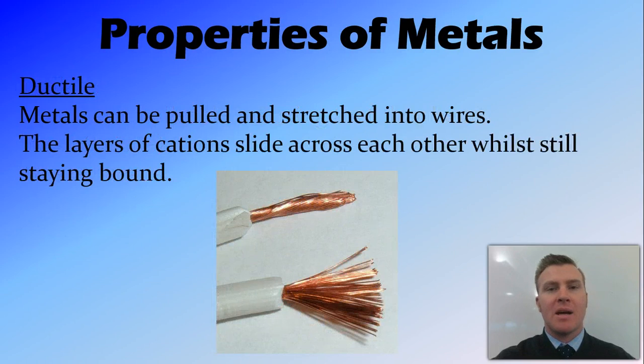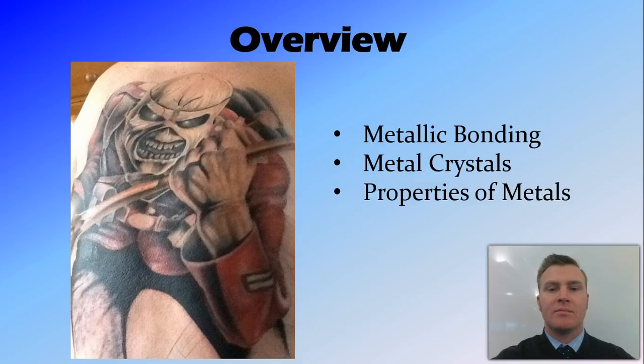For the same reason, metals are ductile, meaning that they can be pulled and stretched into thin wires. And this is because the layers of the nuclei, or the cations, are able to slide across each other while still having that glue, the sea of electrons, holding them together, so they can still stay bound without breaking.